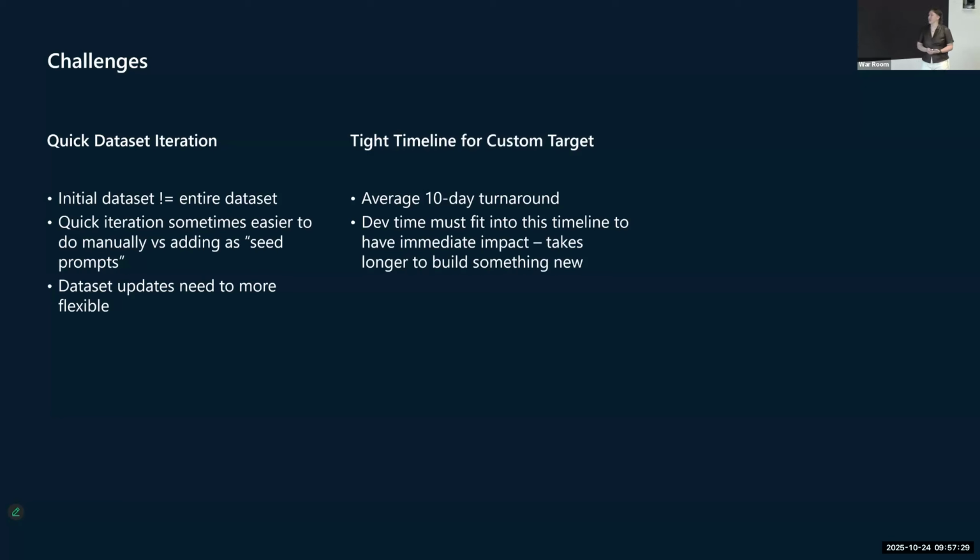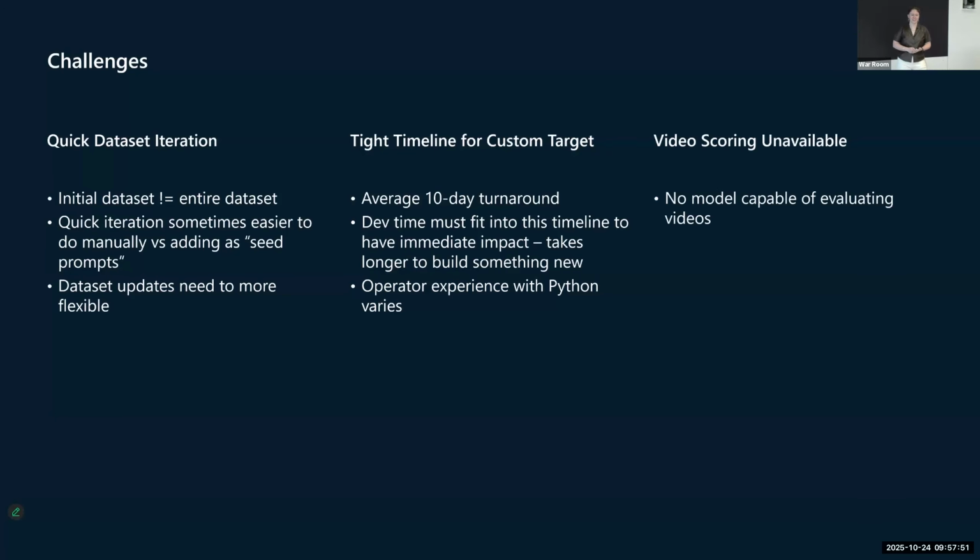There's also, of course, the tight timeline for creating the custom target. And so our average 10-day turnaround, we have to bake in that dev time. Depending on how much the operator already knows about PyRIT, it might be hard to think about what scenarios would be enabled quickly with that. And so pending operator experience, it depends how often our operators actually use PyRIT within operations.